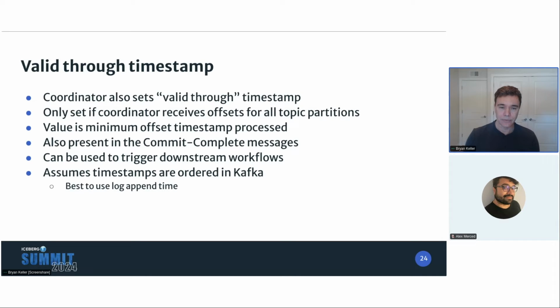The valid through timestamp is also present in the commit complete message. So you might use this value, for example, to trigger downstream workflows. For example, a workflow may require that all data for a given hour has been processed. You could trigger the workflow by either reading from the control topic, or you could also poll for Iceberg snapshots or listen to Iceberg commits. And this feature assumes that timestamps are ordered in Kafka, so it's best to set timestamps to log append time for your Kafka topic to ensure this rather than create time.